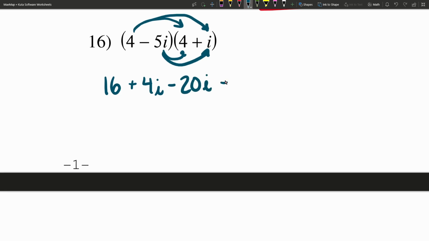And then finally we're adding negative 5i times i, which I'll write as a minus 5i squared. And remember, what is i squared? Again, it's a negative 1. Remember that when dealing with complex numbers, i squared is equal to negative 1. So we're subtracting 5 times negative 1. Subtracting a negative 5 is the same as adding a positive 5. So 16 plus 5 is going to result in 21, and 4i minus 20i is going to give me a negative 16i. So 21 minus 16i is my solution for number 16.